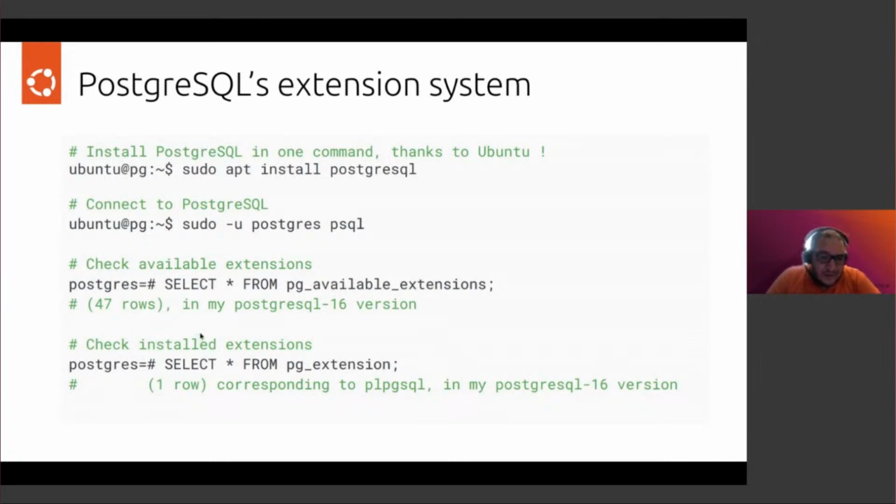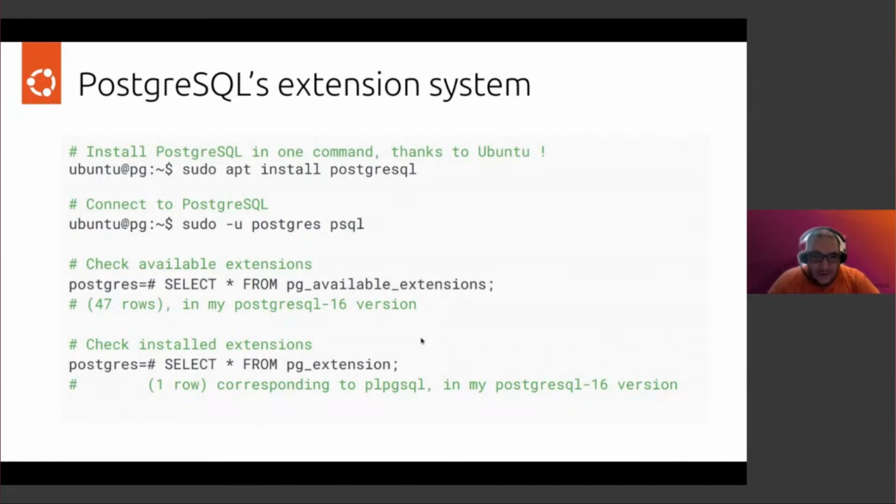But not all the available extensions are installed by default. In order to check the installed ones, we need to query another view by issuing the following query: select star from pg_extension. And here, if you are using PostgreSQL 16 like me, you should see one row corresponding to the default procedural language of Postgres.